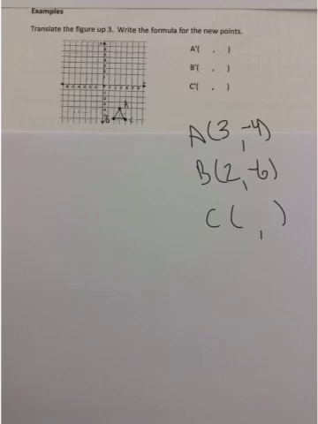Then we're going to go to point C. So same thing, you're going to start at your origin again. So this time we're going to go right 1, 2, 3, 4. We're going to go down 1, 2, 3, 4, 5, 6. So we went right 4 and down 6. Okay, so now we're going to go to our directions. Our directions say we're going to translate the figure up 3.